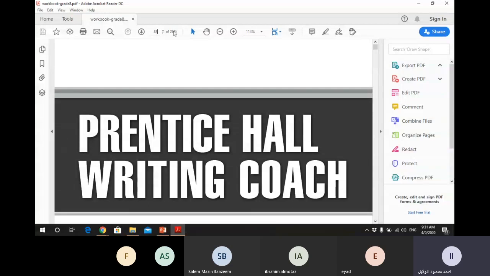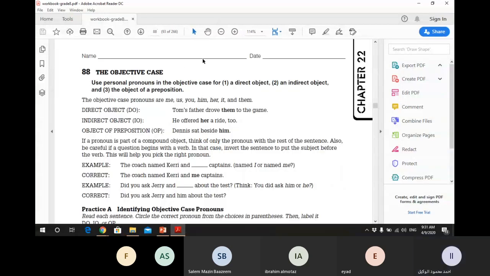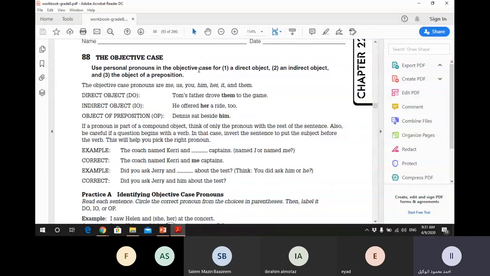Page 88. All right. Ibrahim Salim, are you with me?